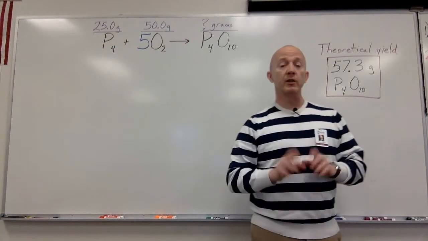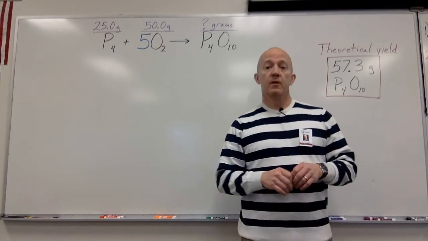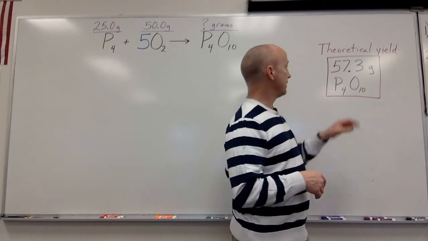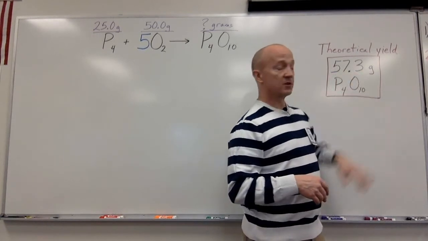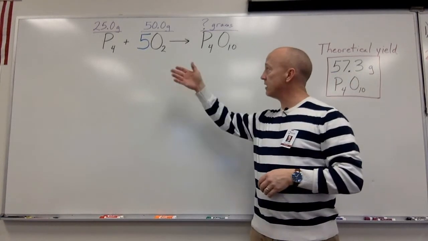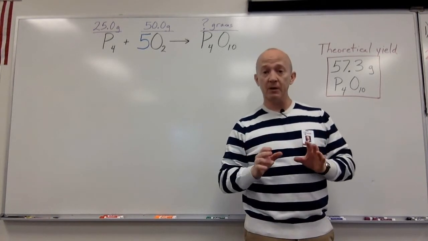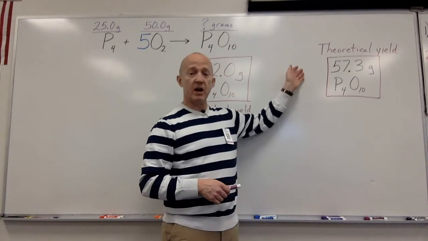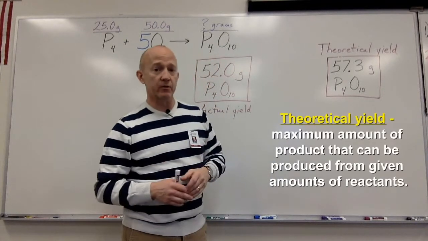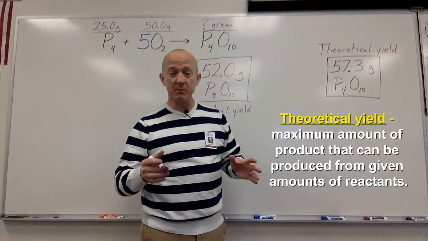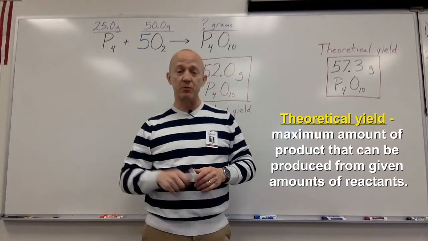Let's talk about one last concept with stoichiometry, the concept of percent yield. In our problem, we determined that 57.3 grams could be produced from these conditions and this reaction. Emphasis on could be produced. So this number we calculated would be our theoretical yield. It's the maximum amount of product that can be possibly produced from these given amounts of reactants.